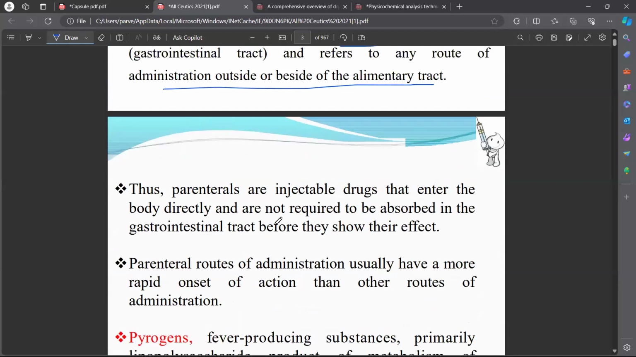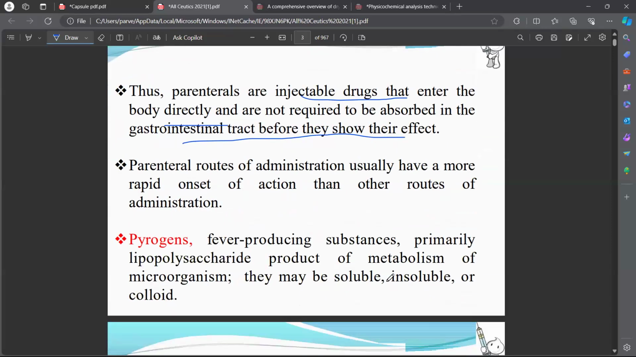So parenterals are injectable drugs that enter the body directly and do not require absorption from the GIT tract. They show their effect directly. While coming to parenterals, there is no step of absorption. So parenterals have a rapid onset of action compared to other routes of administration.